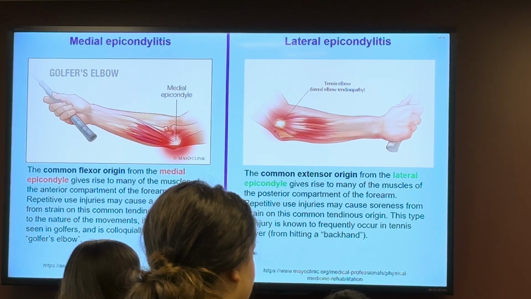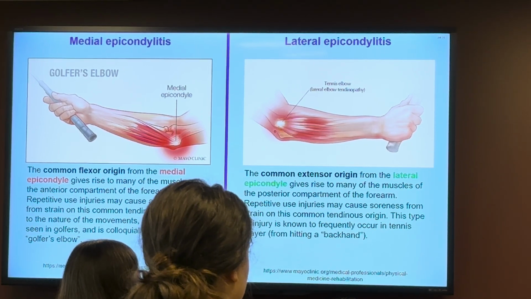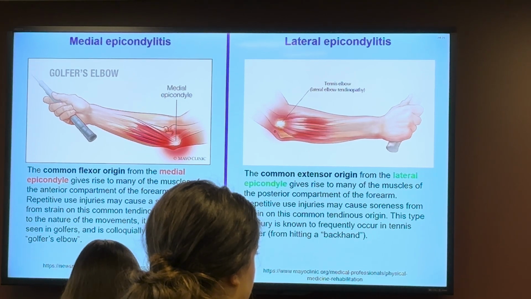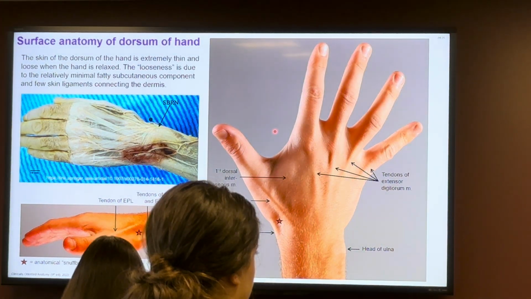It's fun, right? Good. So if you're extending a lot of the wrist, then you could be irritating those muscles. So lateral epicondylitis versus medial epicondylitis.